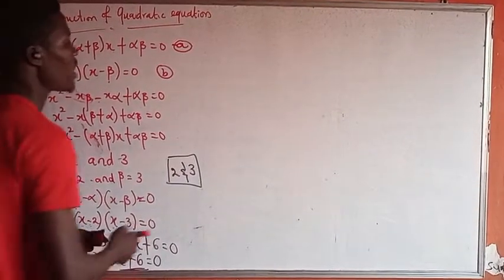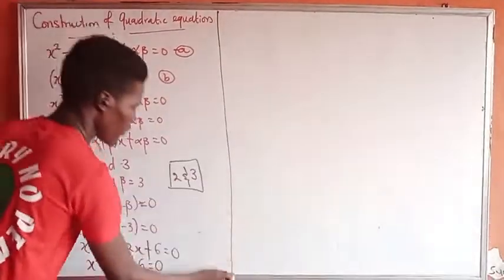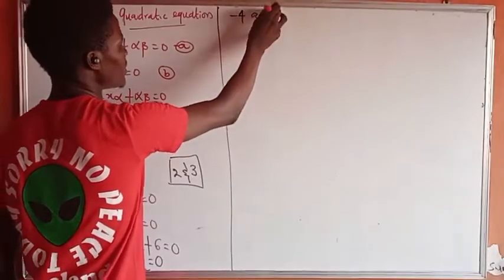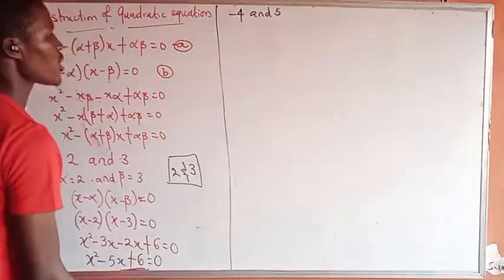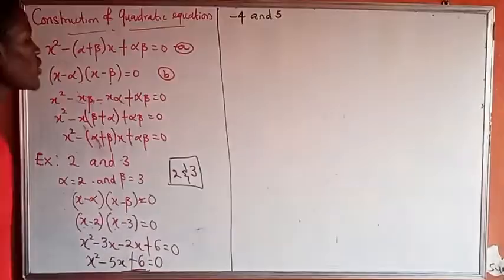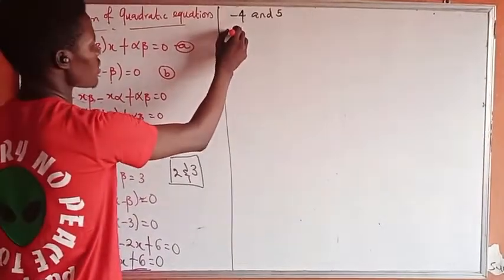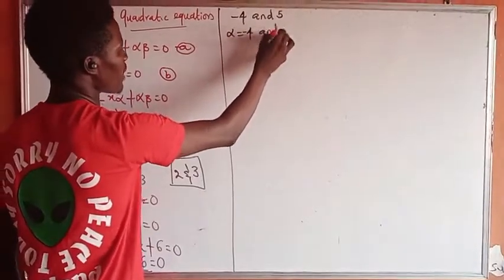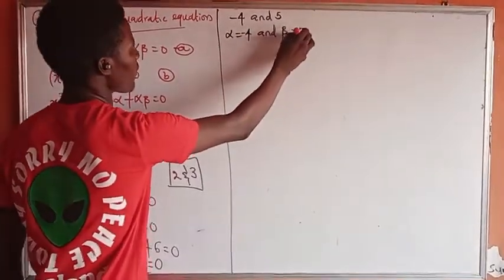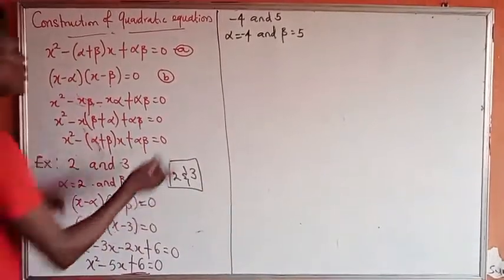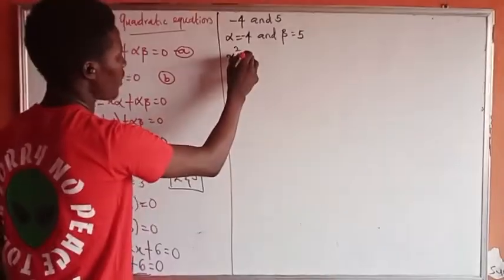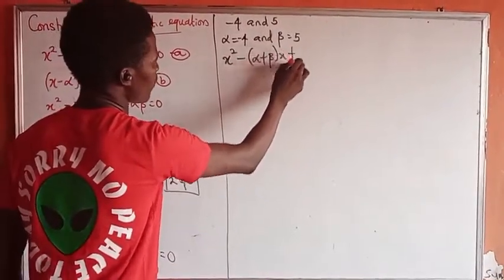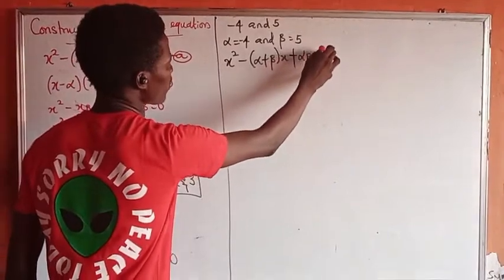Let's see another example. Let's say I want to construct an equation with minus 4 and 5. Now let me make use of the second formula. I know here that my alpha is minus 4 and my beta is 5. So from here, let me use the other formula, which is x squared minus alpha plus beta x plus alpha beta equals 0.